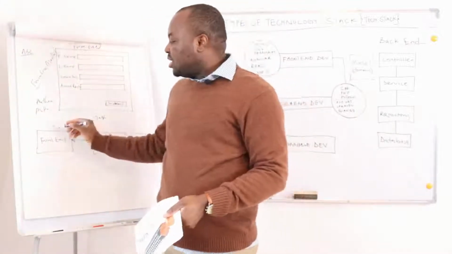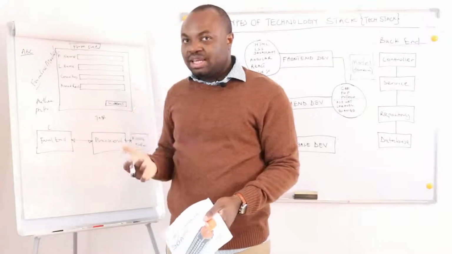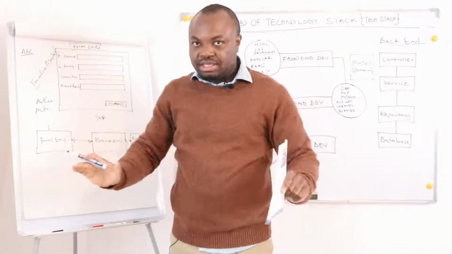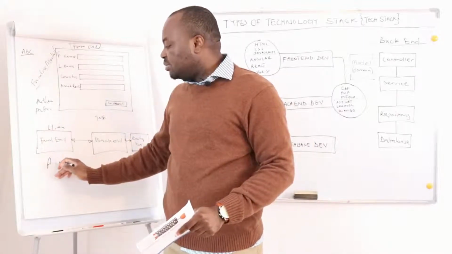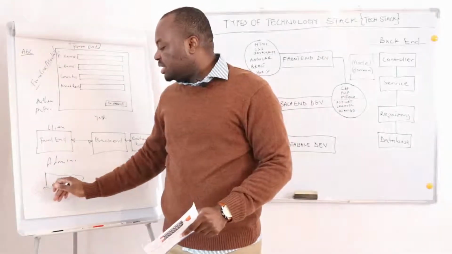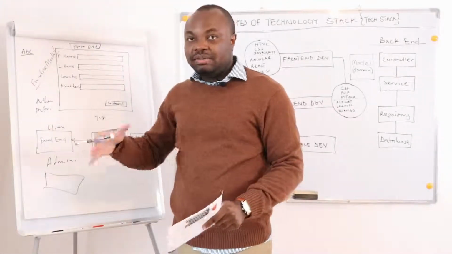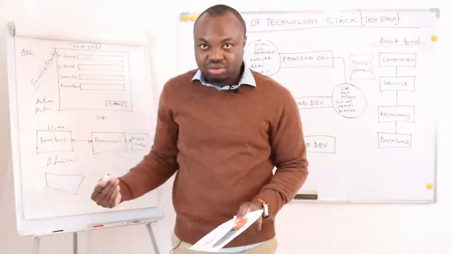Usually what happens is that we have basically two types of front end. If you are building a complete full business application, we have the client front end and we have the admin front end. The admin front end is the part that allows the owner of that software to administer the software.